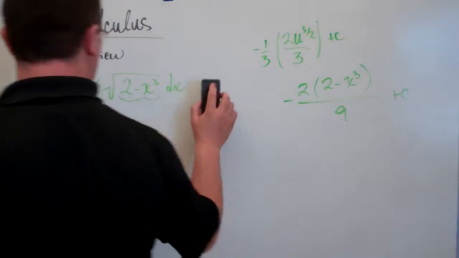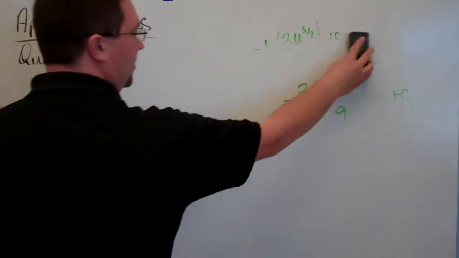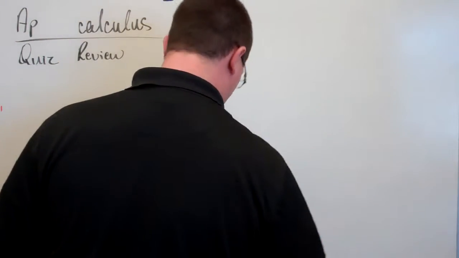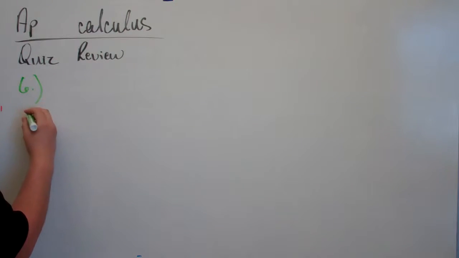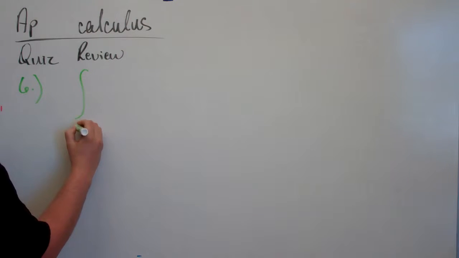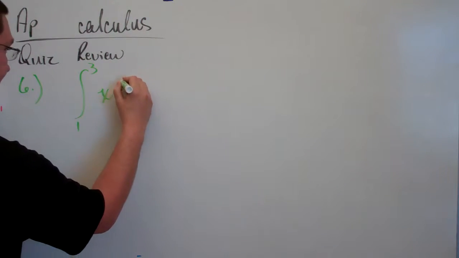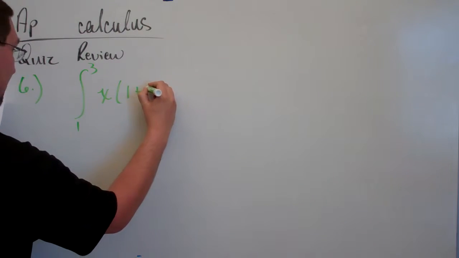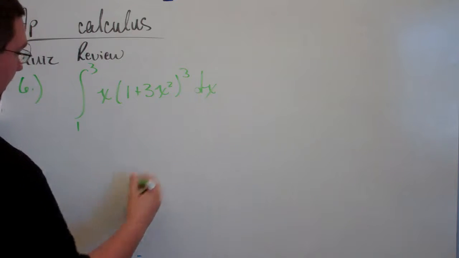Now let's look at number 6. Number 6, you have to use substitution. Not only do you have to use substitution, you got to find your new limits of integration and solve from there. So number 6 was the integral from 1 to 3 of x times (1 plus 3x squared) cubed dx.